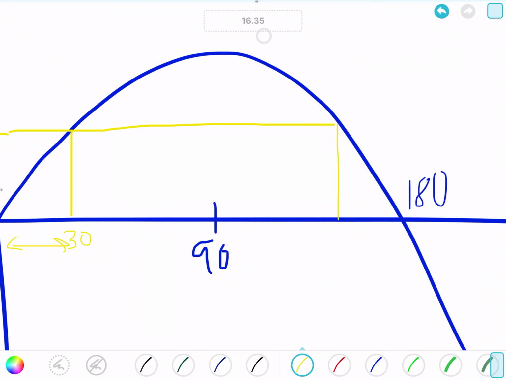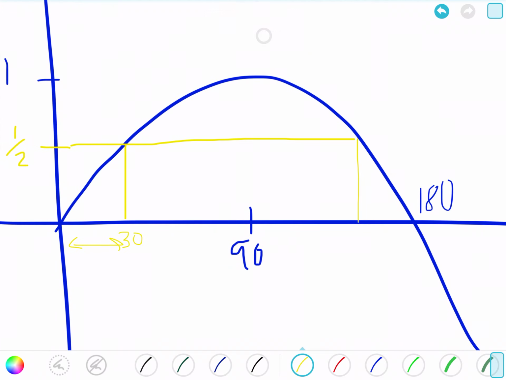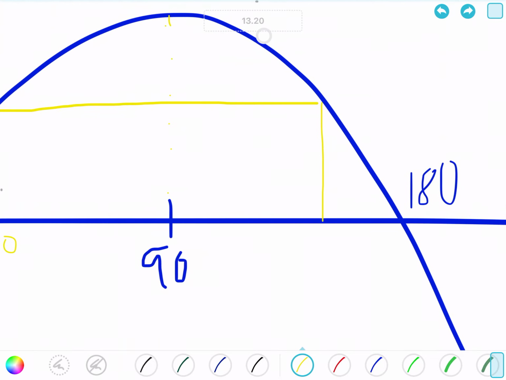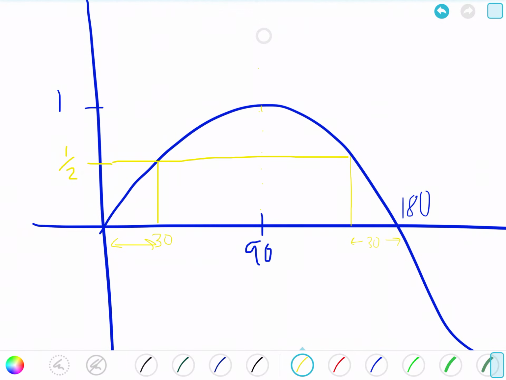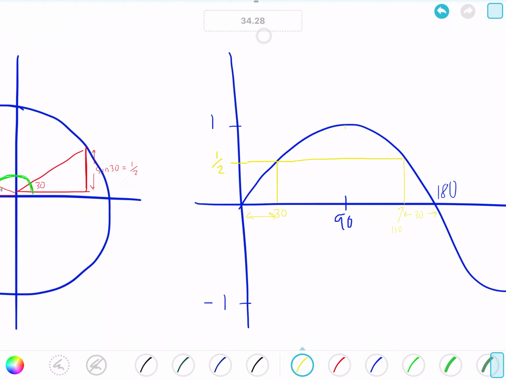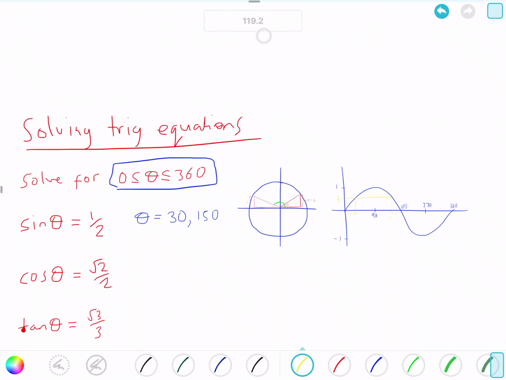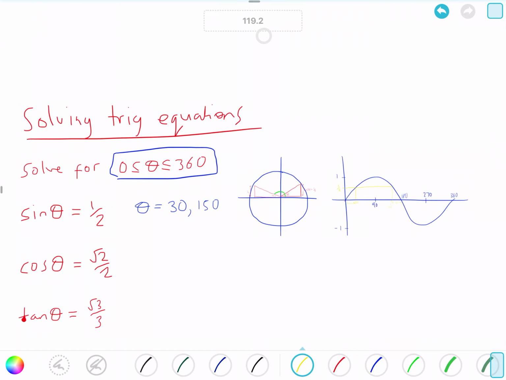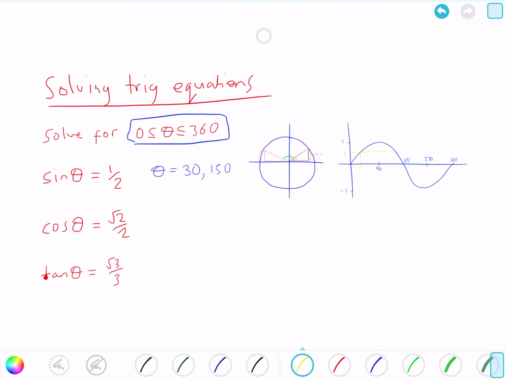To figure out what that is, you just have to consider that this shape is symmetrical, with 90 being the axis of symmetry. So that distance must also be 30, and therefore 180 minus 30, 150, would also give us a half. So this must be 150. That agrees with what we came to when we did the circle, but I just prefer this. I think it gives you a bit of a deeper understanding of what's really going on. So those are the 2 values of theta that give us a half when we plug them into sine. So let's do it with cos.